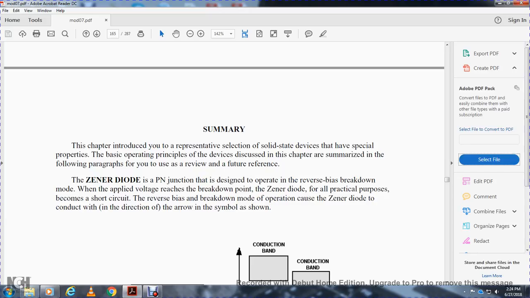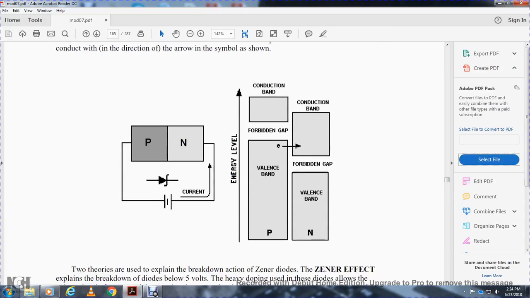The Zener diode, a P-N junction, was designed to operate in the reverse bias breakdown mode. When the applied voltage reaches the breakdown point, the Zener diode for all practical purposes becomes a short circuit. Reverse bias breakdown operation causes the Zener diode to conduct in the direction of the arrow as shown.